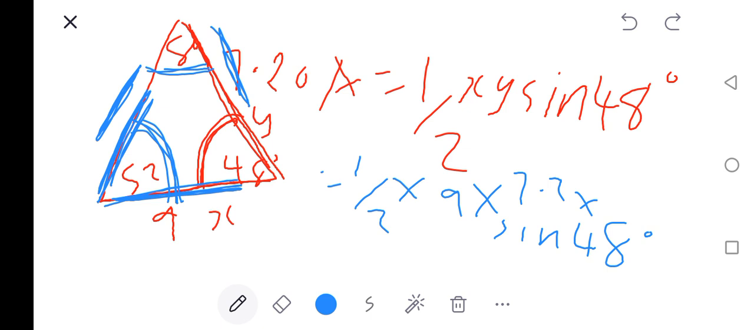Are you typing or do I type? Half is 0.5. So just type 0.5 times 9 times 7.2 times sine 48.